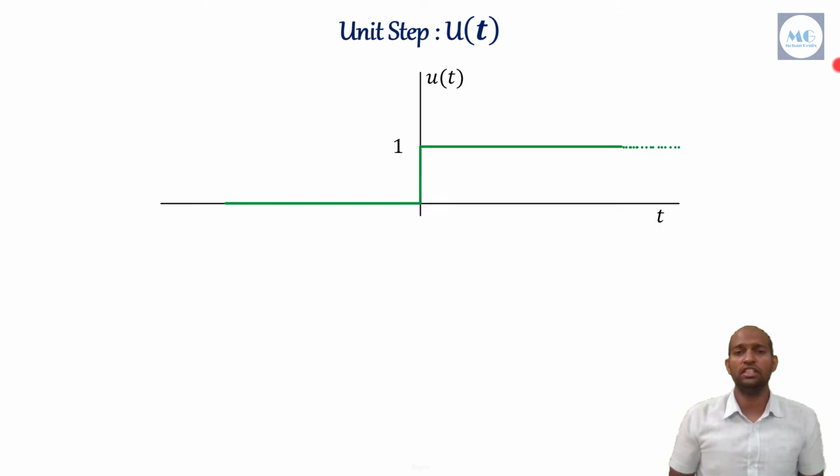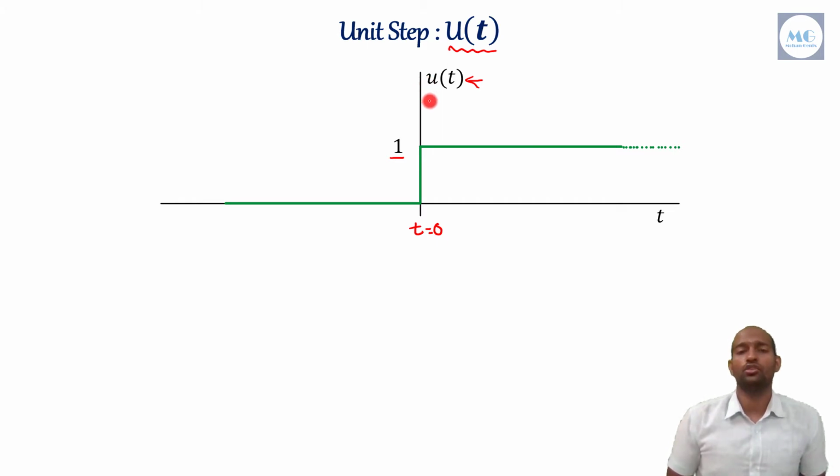Unit step signal or unit step function. What is a unit step signal? This signal is the unit step signal. Its value is 0 till t is equal to 0, and it becomes 1 for t greater than 0. Okay, this kind of signal is called a unit step signal. It is represented by u(t).